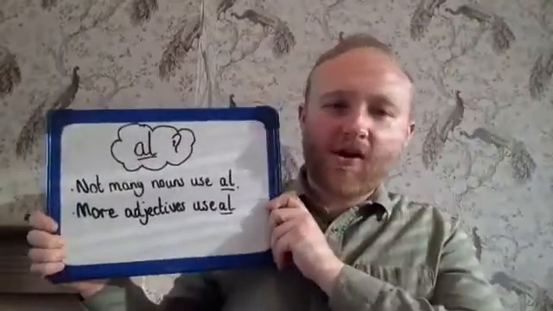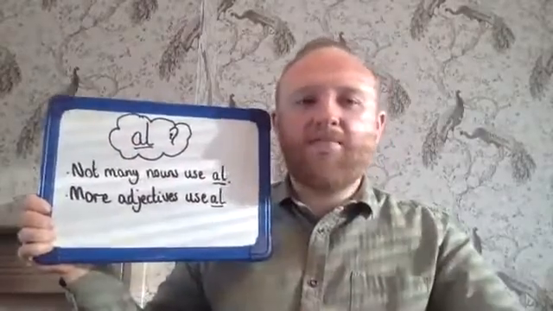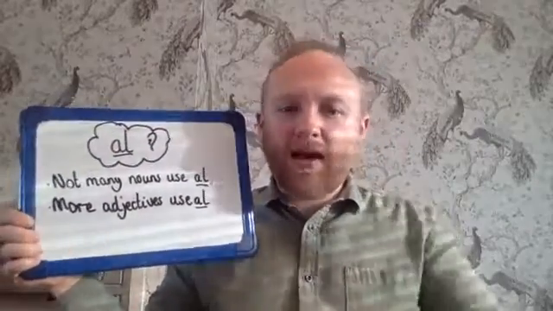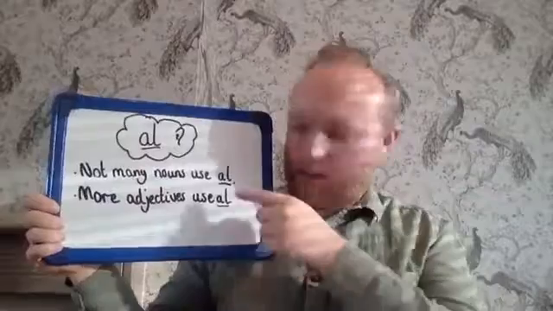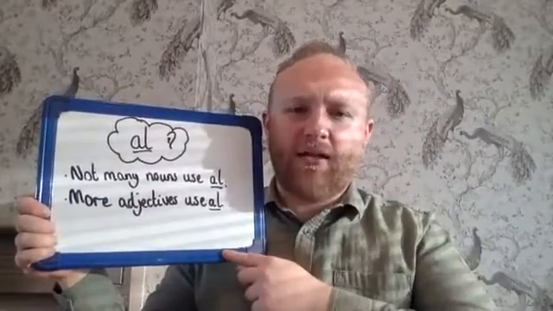Oh, I'll put a digraph line on it. There we go. It is this one just here. We're using the grapheme A and L together as a digraph to make a phoneme. Now, not many nouns use the AL ending. It tends to be more adjectives that use the AL endings.